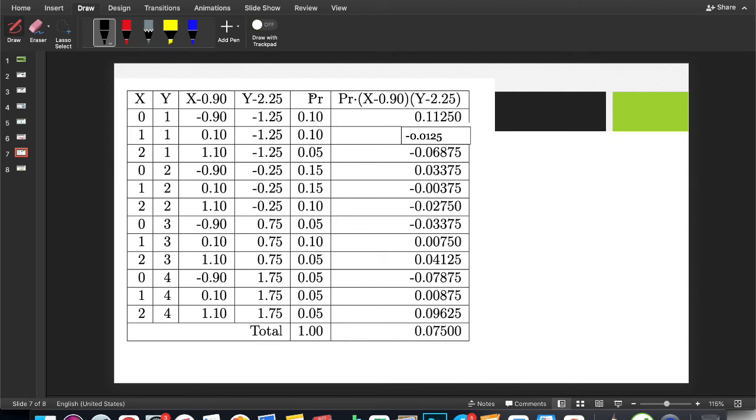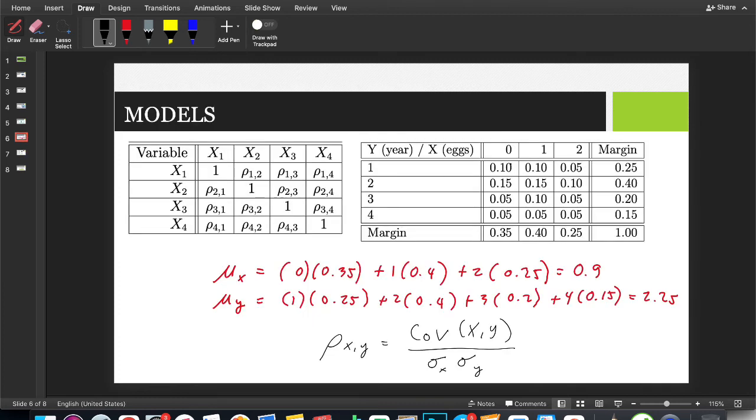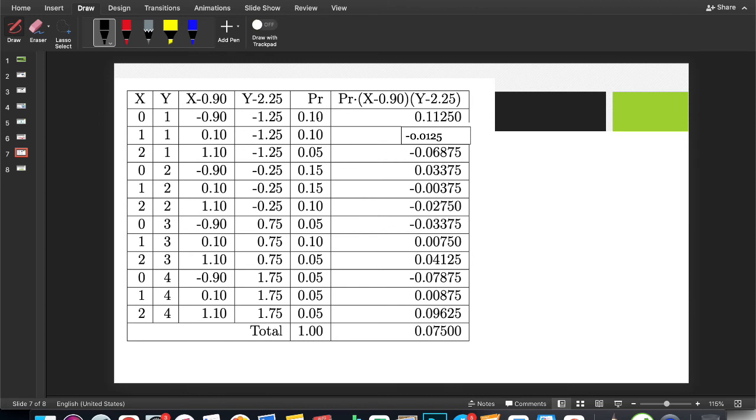Okay, now this PR here was actually taken from this table. Okay, so these are the values of your PR. So you have 0, 1, the combination of 0, 1 is 0.1, so that's why here we have 0.1. So after tabulating the third column, fourth column, and fifth column, all you need to do is to follow the formula that I gave in order to calculate the covariance.